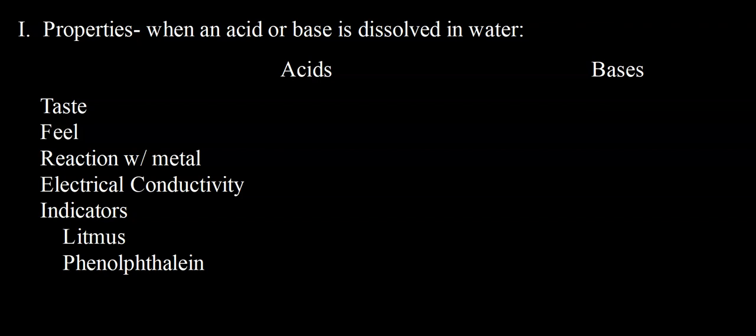So we'll start with taste. If you were to taste an acid, though I would not recommend tasting any of the acids that we use in the laboratory, but if you were to taste something that was acidic, it would taste sour. And if you were to taste something that was basic, that would taste bitter. So any foods or drinks that are sour, they're sour because of some acid. Any foods or drinks that are bitter taste that way because they are basic.